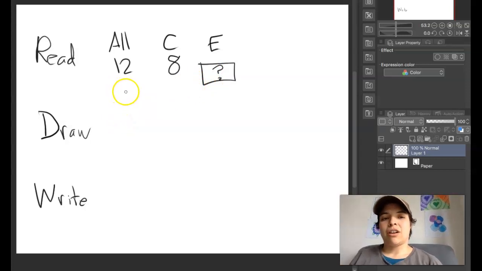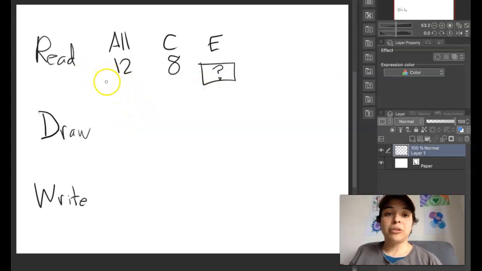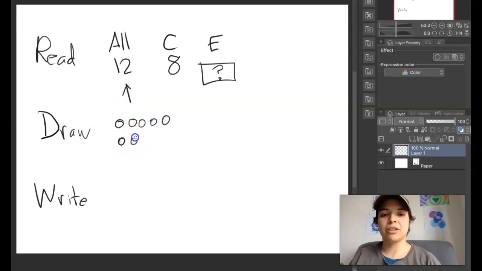So, to start this off, because we know we're going to be using subtraction, let's start with the biggest number. And the biggest number would be 12. So 1, 2, 3, 4, 5, 6, 7, 8, 9, 10. There's my little 10 frame. 11, 12. So I have 12. So we've taken care of the all. Now let's move on and do Cheyenne.